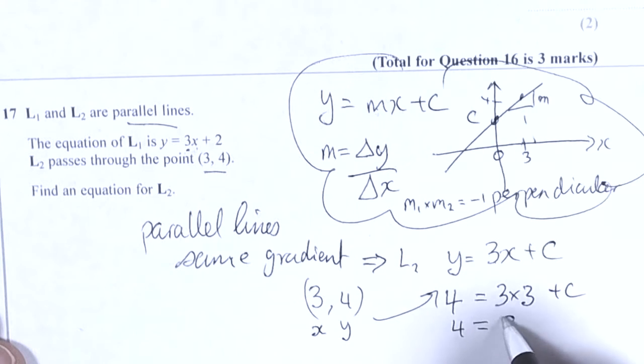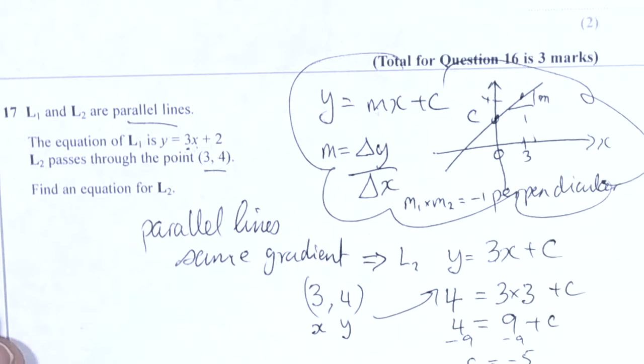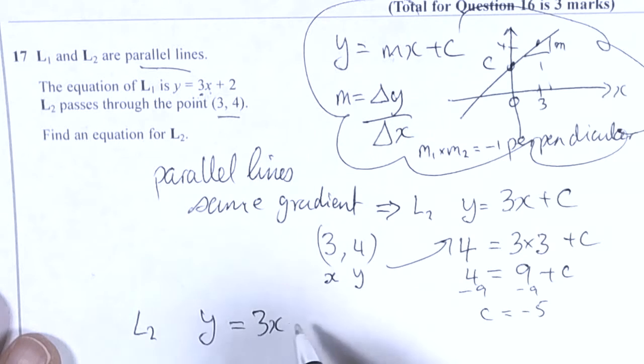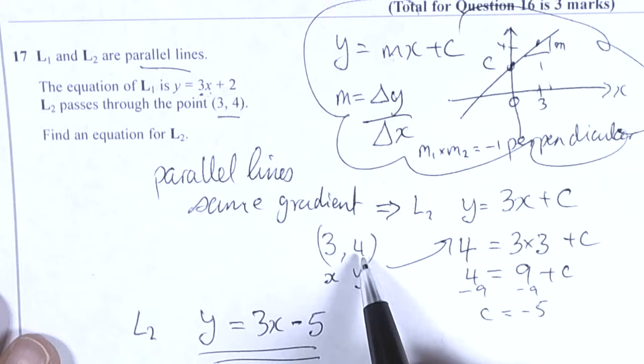So we've got 4 is equal to 9 plus c. Well, I'll take away 9 from both sides. It tells me that c must be -5. So the answer for this question then is for L2, y equals 3x, parallel so same gradient, and we worked out the value of c was -5, so it's going to be 3x take away 5. We should just quickly check: when the x value was 3, 3 times 3 is 9, take away 5 is 4, which was what the y-coordinate was.